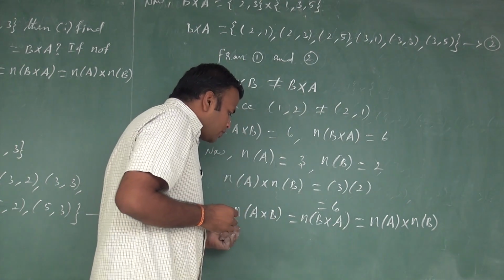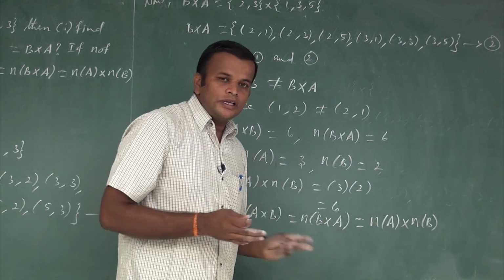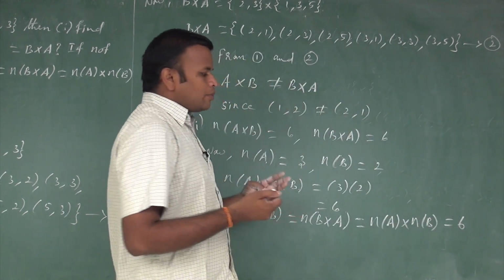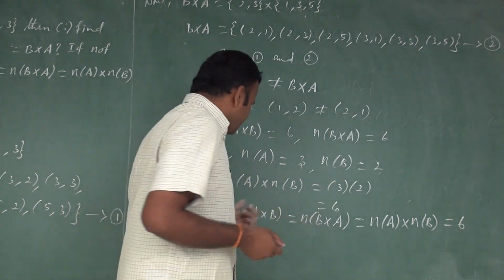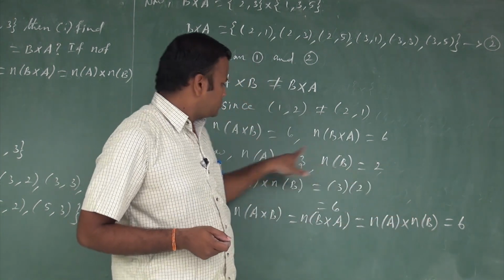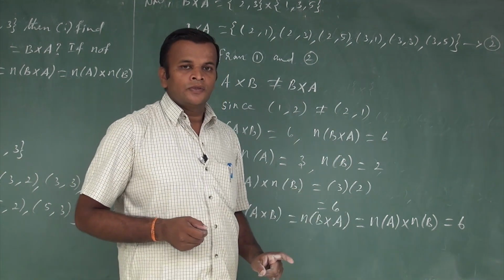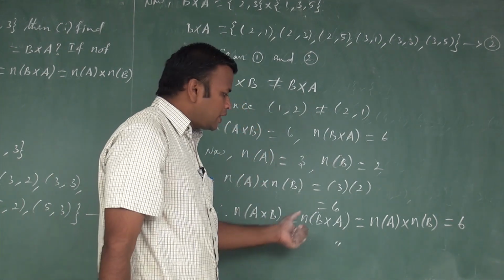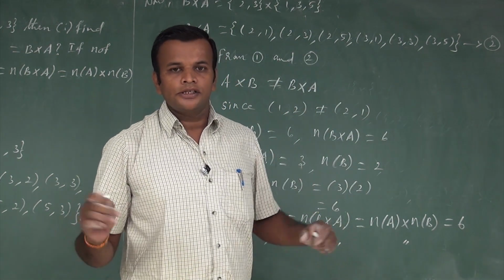So now we check n of A cross B, n of B cross A and n of A into n of B. All are equal to 6. So we come to the conclusion that all are equal, which is our third one to show. Now we verify all the values should be equal to 6, 6, 6, and whose product is also 6. So how to write the conclusion? Therefore, n of A cross B is equal to n of B cross A is equal to n of A into n of B, is proved or verified.